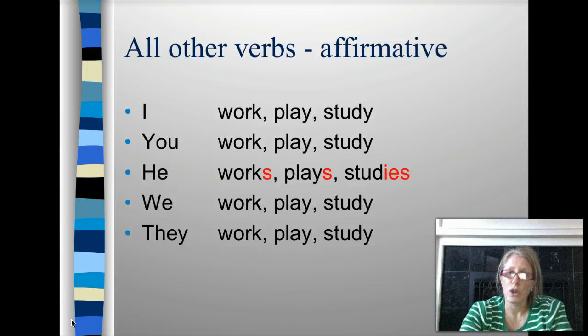All other verbs, when we use a simple present in the affirmative form, you add an S to third person singular. You know this already, it's just often hard to remember it. So I work, he works, he plays, he studies. In this case, you see, for studies, here I have a Y, but here I've changed my Y to I, and I add ES. So we'll look at the spelling rules, maybe, in class.